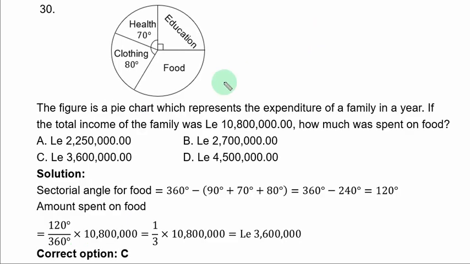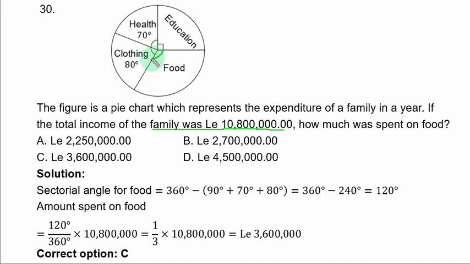Question 30. The figure is a pie chart which represents the expenditure of a family in a year. If the total income of the family was 10,800,000, how much was spent on food? From the pie chart, we need to get the sectorial angle for food.